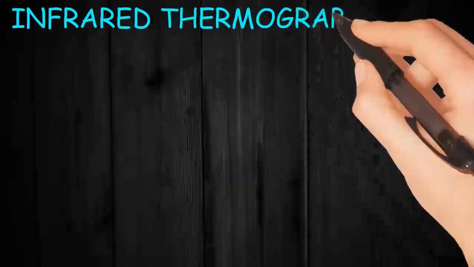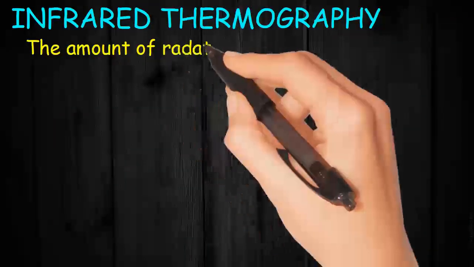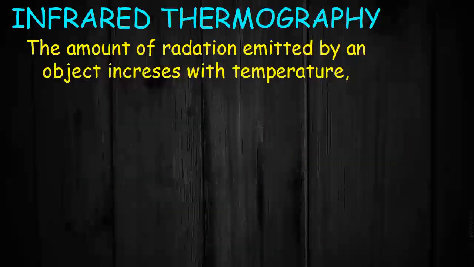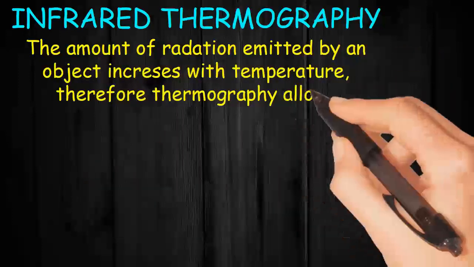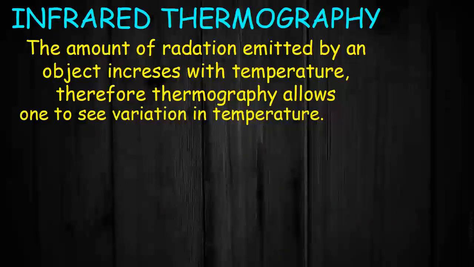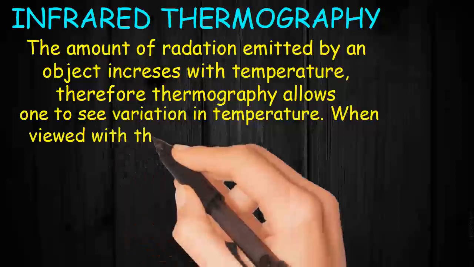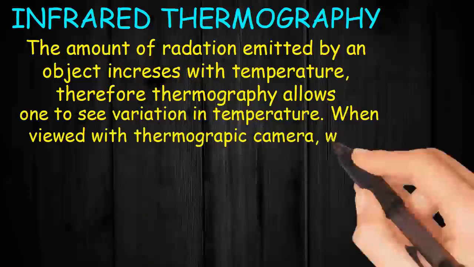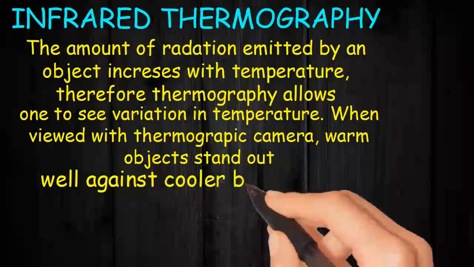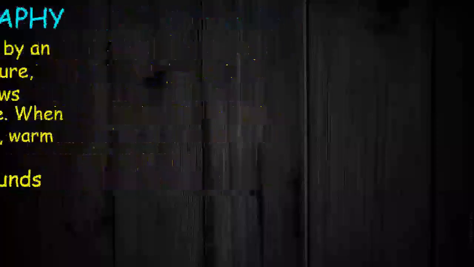Infrared thermography. The amount of radiation emitted by an object increases with temperature. Therefore, thermography allows us to see variation in temperature. When viewed with a thermographic camera, warm objects stand out well against cooler backgrounds. The image shows thermal imaging of an electric motor.